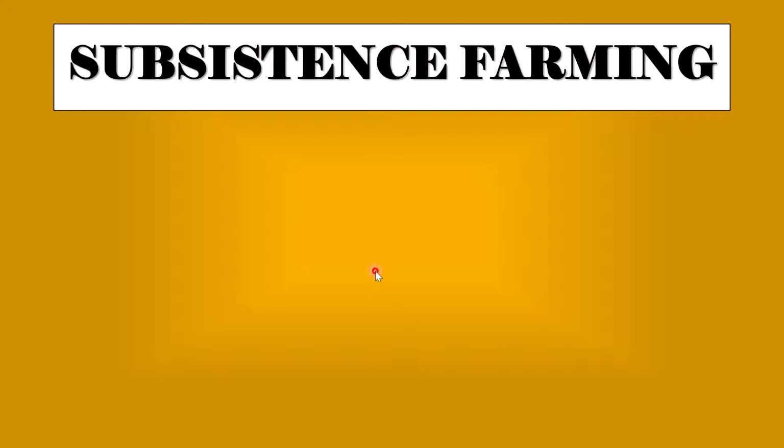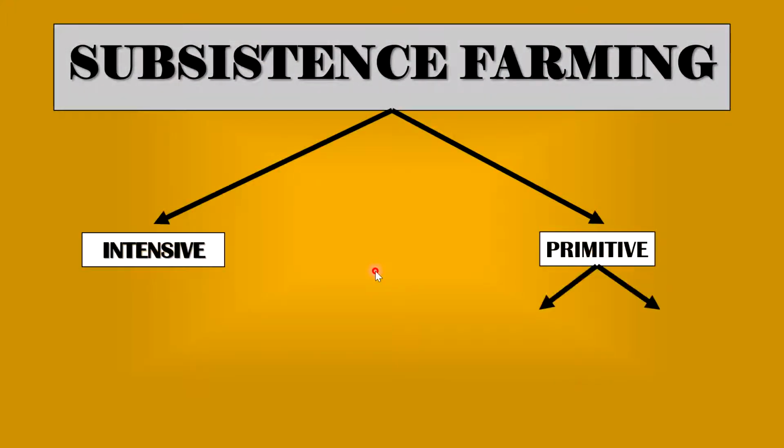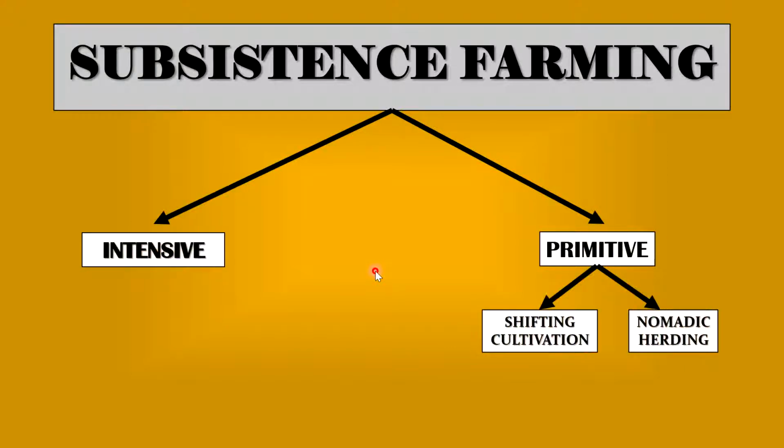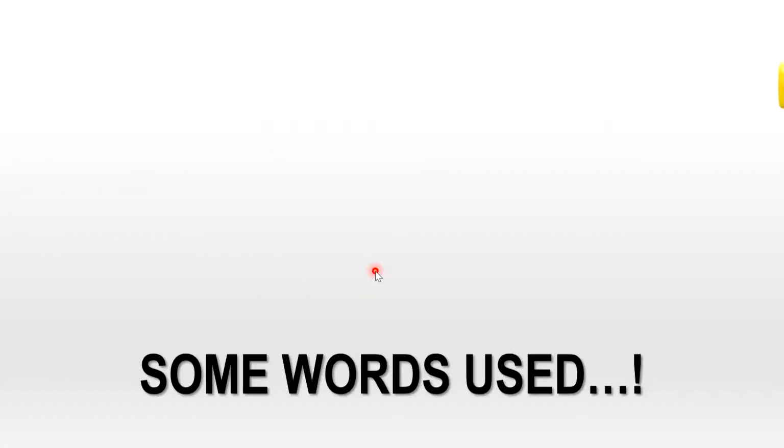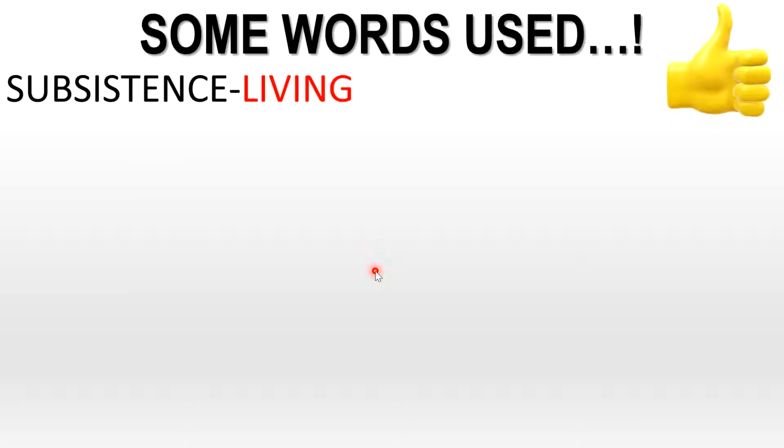Now, let's know first about subsistence farming. There are two types, intensive and primitive. Primitive is further divided into shifting cultivation and nomadic herding. So this topic is going to be really interesting. Now, first of all, we need to know some of the words which are used and their meaning. First of all, what does subsistence mean? It means living.